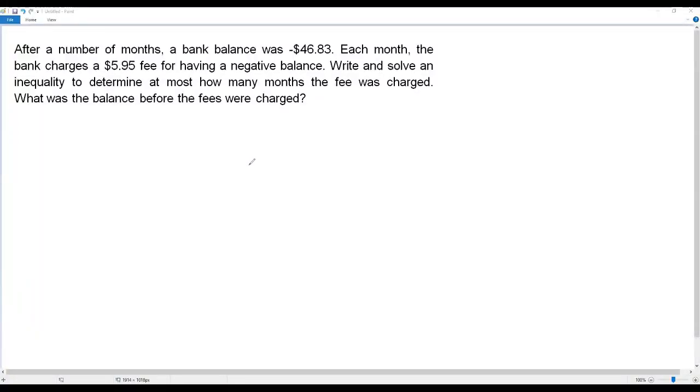Here we have a word problem on inequalities. Okay, let's go to the information. After a number of months, a bank balance was negative $46.83. Each month, the bank charges a $5.95 fee for having a negative balance. Write and solve an inequality to determine at most how many months the fee was charged. What was the balance before the fees were charged?